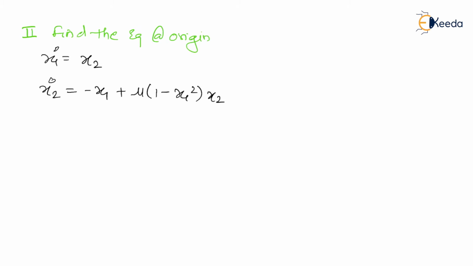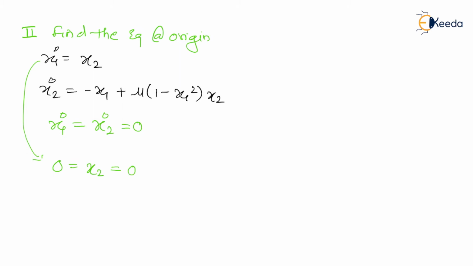So we have an expression as x1 dot is x2 and x2 dot is equal to minus x1 plus mu, (1 minus x1 square) into x2. So how to find the equilibrium condition? Substitute x1 dot equal to x2 dot, let us say equal to 0. So this expression becomes 0 is equal to x2, or I can say x2 is equal to 0.